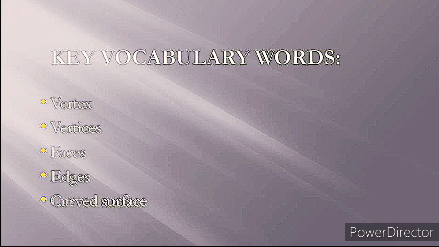Some of the key vocabulary words we have for today are here. The first one, vertex. The second one, vertices. The third one, faces. The fourth one, edges. And the last one, curved surface. Each of these we are going to look at the meaning from the next slide. So calm down, they are so simple, so we'll break them down.